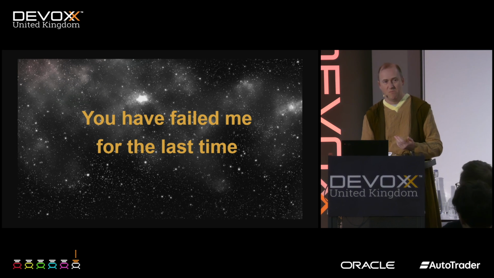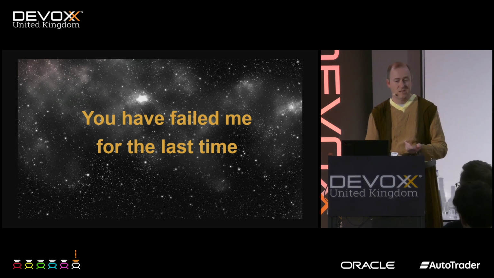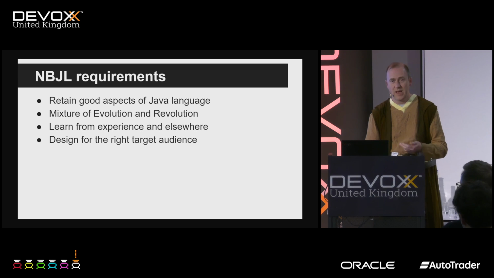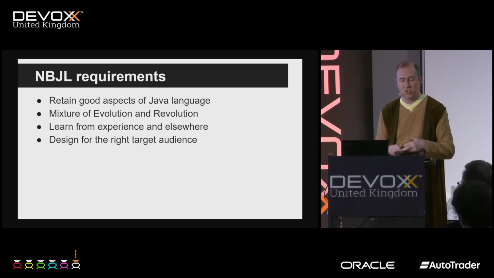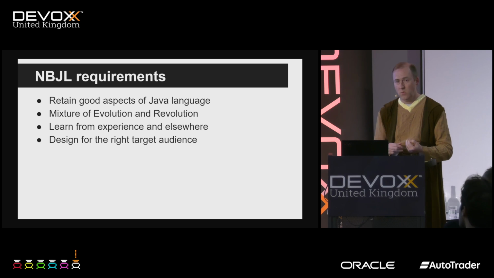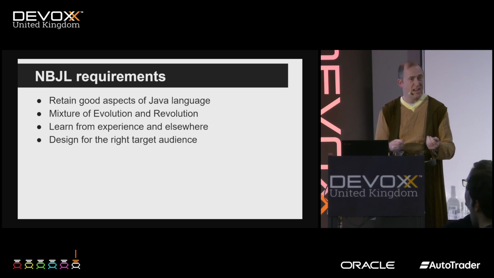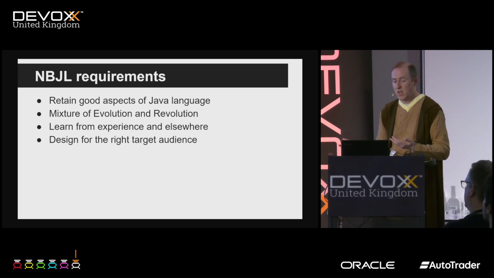So people were going out and finding new things. So we had this thing. We wanted to basically say, we want the next big JVM language. We wanted to keep the good parts we know about Java. We want to evolve it, but also have some revolution out there, learn what we've done, and also design for the right target audience.